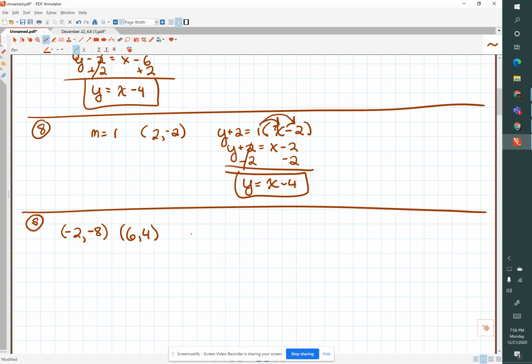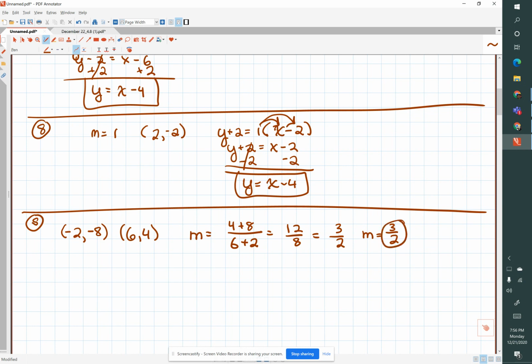So first we find the slope, m equals 4 minus -8, which is 4 plus 8, over 6 minus -2, which is 6 plus 2, which is 12 over 8. They're both divisible by 4, so that would be 3 over 2. So we have a slope of 3 over 2, a rise of 3, a run of 2.